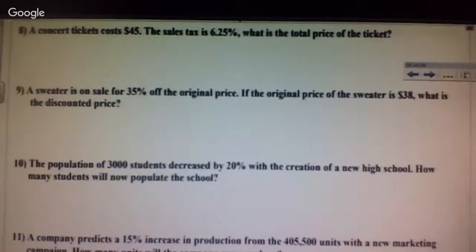All right, a concert ticket costs $45. The sales tax is 6.25%.